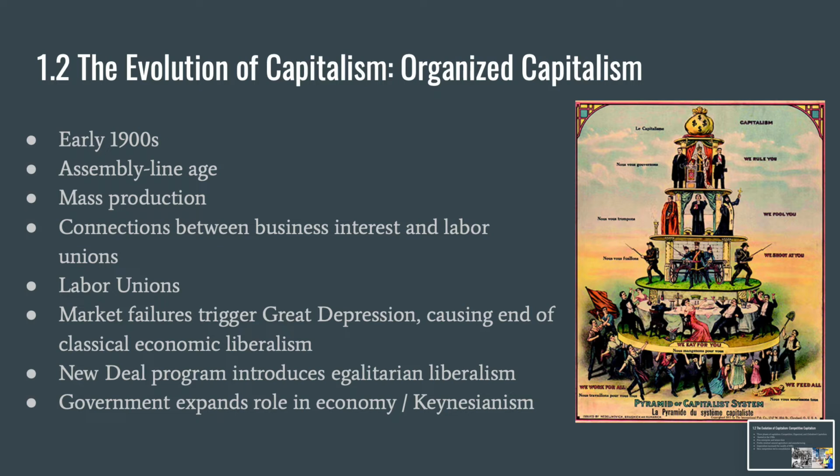The second phase of capitalism, organized capitalism, was introduced in the early 1900s. At the beginning of the 20th century, new labor practices became more and more necessary for profitability. The assembly line age of mass manufacturing was brought in by Fordism, titled after the automaker Henry Ford. In organized capitalism, a new form of production was created, mass production.